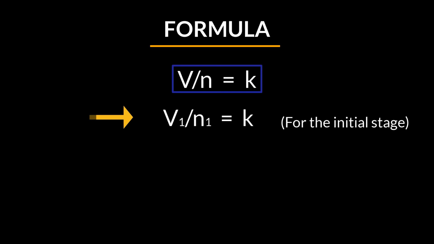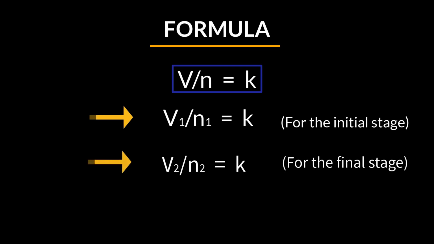For stage 2, we can write 2 here. For stage 3, we can write 3 here. We get only 2 stages in Avogadro's law: initial stage and final stage. So we will use 2 for the final stage. Therefore, for the final stage, we can write V2 over n2 equals K.